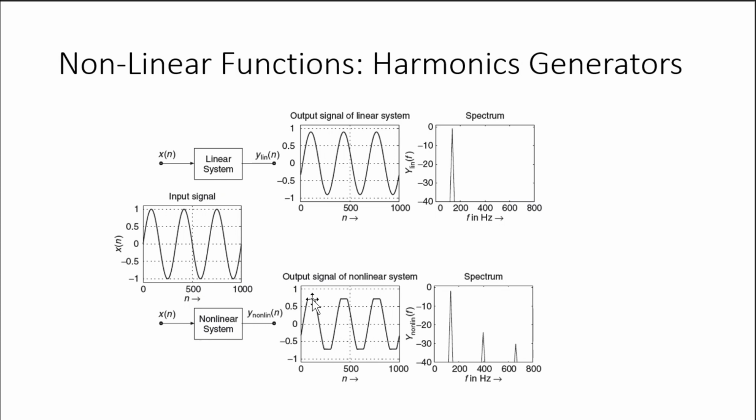In this case, you can see here that it is clipping at the peaks and troughs. And because of these clippings, harmonics get generated. These harmonics are reflected in the spectrum plot of this particular system. So you see there are 3 harmonics in this particular case.